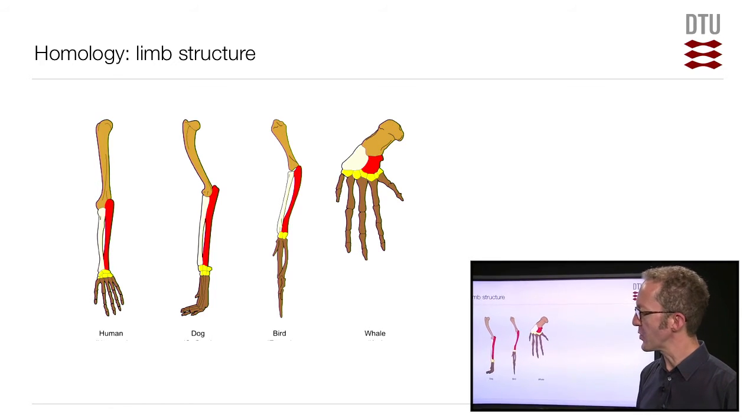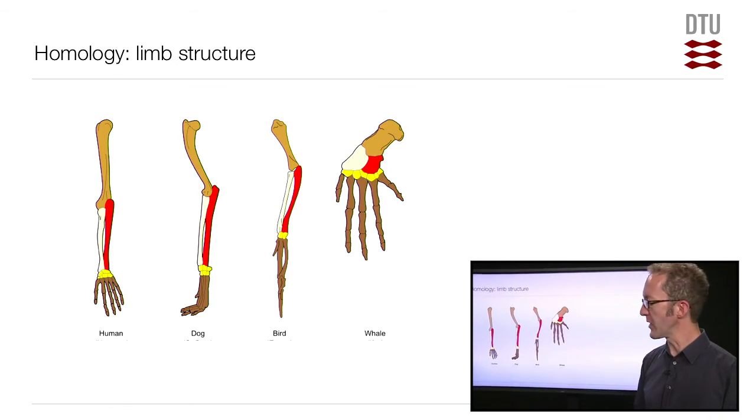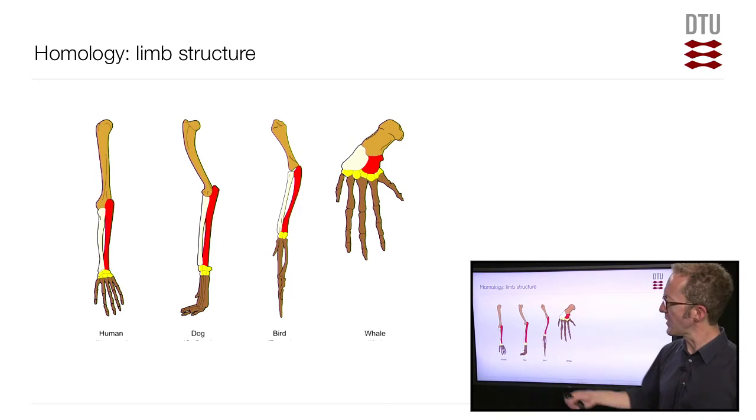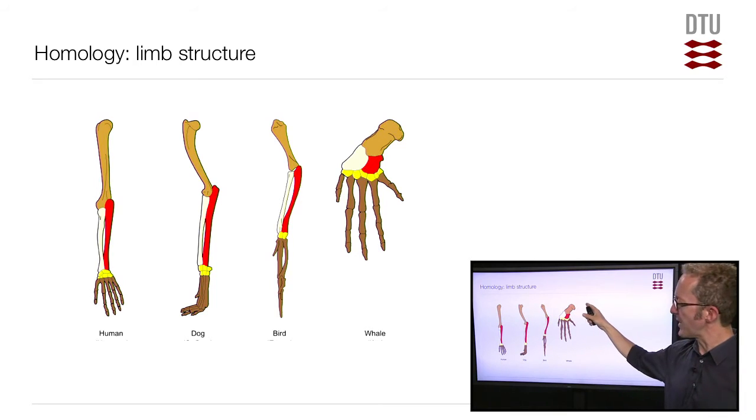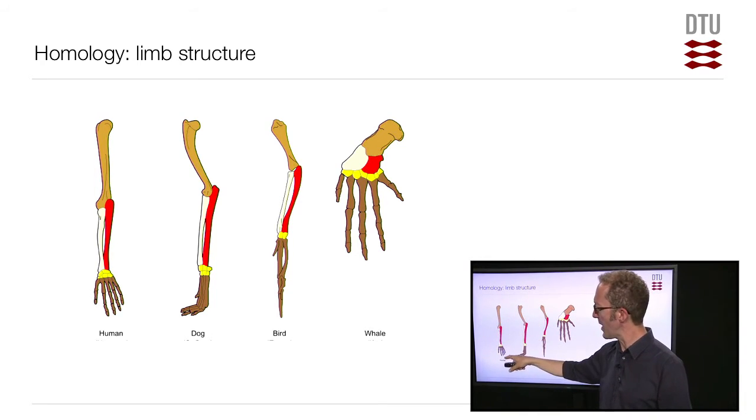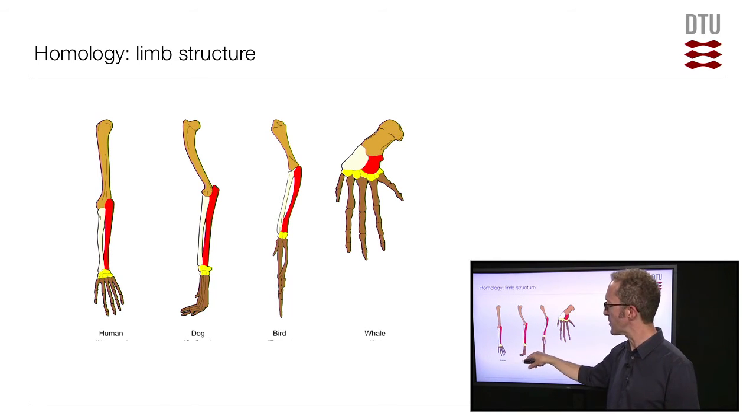This slide showing the bone structure in various limbs of human, dog, bird, and whale illustrates that nicely. You can see quite clearly, I think, that they all have the same bone structure, a single upper arm bone, two lower arm bones, and then some bones in the wrist and some other bones at the digits there.